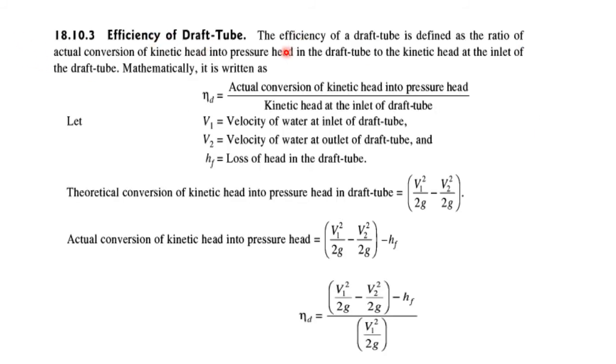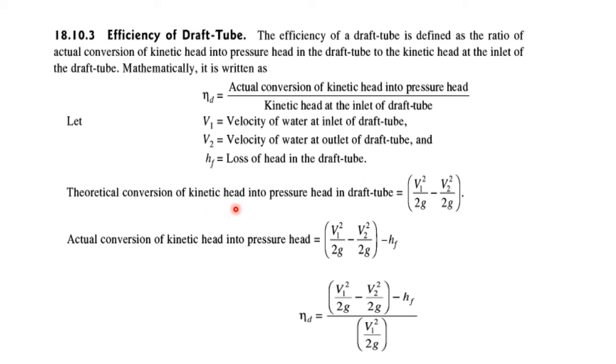Efficiency of draft tube. The efficiency of the draft tube is defined as the ratio of the actual conversion of kinetic head into pressure head in the draft tube to the kinetic head at the inlet of the draft tube. Mathematically, it is the actual conversion of kinetic head into pressure head upon the kinetic head at the inlet of the draft tube. Suppose V1 is the velocity of water at the inlet of the draft tube, V2 is the velocity of water at the outlet of the draft tube, and HF is the loss of head in the draft tube.